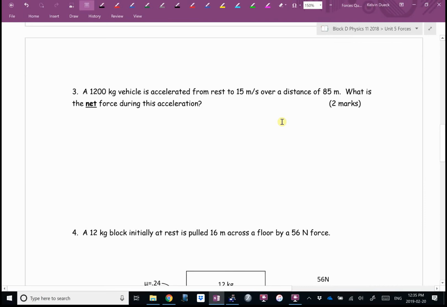Hey, Riley, what am I asking you to find in number 3? The net force. And I've told you what that means: I've done the winner minus loser, and you can go straight to F equals ma. Oh, this is easy. Did they give us the mass? 1,200. Did they give us the acceleration?